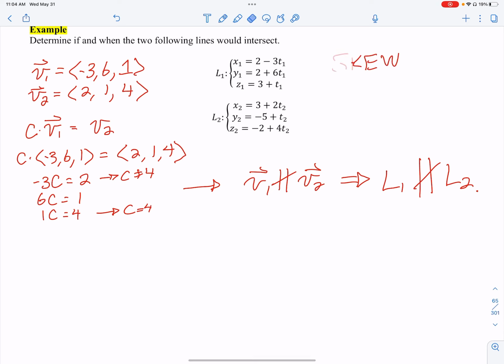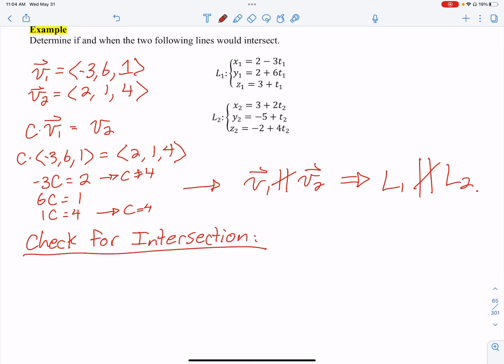Check those out. I think we're going to maybe have one of these in an example, but I wanted to point that out. Just because they're not parallel doesn't mean they intersect. Okay, so how do we go about checking for intersection? How we do that is you let x1 equal x2, y1 equal y2, and z1 equal z2.